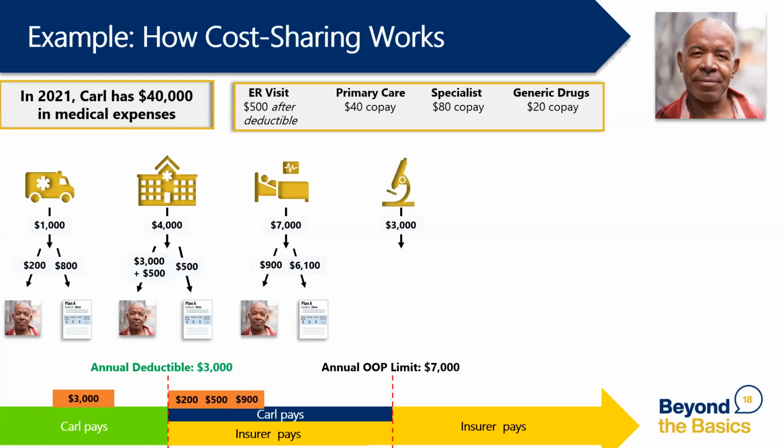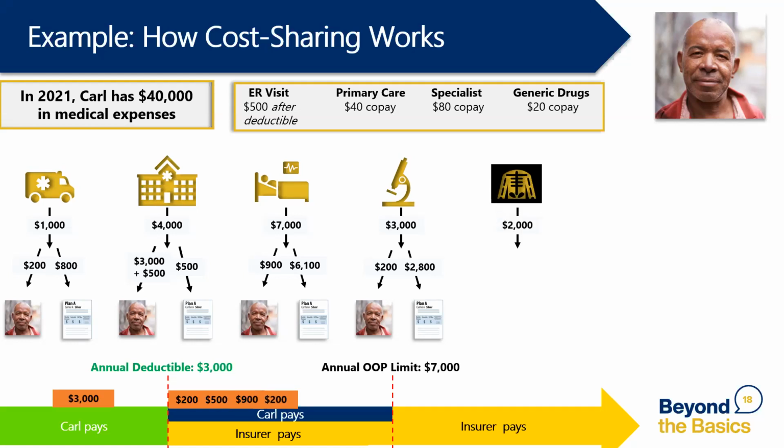While he's at the hospital, Carl has a laboratory test done, which costs $3,000, and his copayment for the test is $200. He also has x-rays done, which cost $2,000 and have a $300 copayment. So we're adding another $500 towards his out-of-pocket limit. And as you can see, he's getting pretty close to reaching the annual out-of-pocket limit for the year.